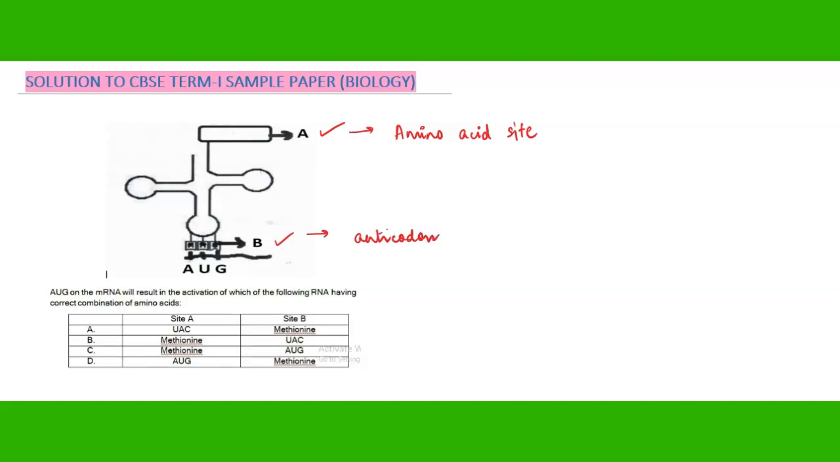Okay. Now here, if you see, this is AUG in messenger RNA, and AUG always codes for methionine, right? So methionine is the amino acid, because amino acid is picked as per the codon on messenger RNA. So one thing is sure, that A will be methionine. So in this case, they have given you a table that has two columns, site A, site B.